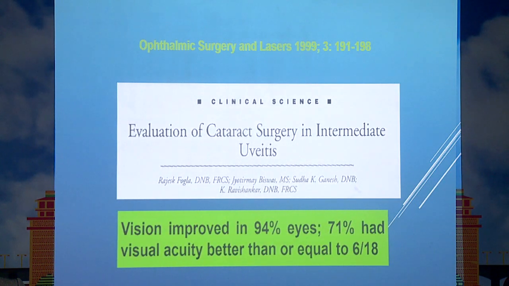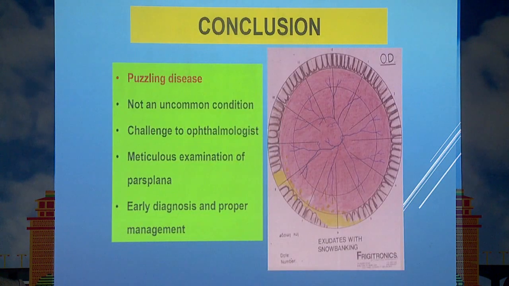The evaluation of cataract surgery in intermediate uveitis has been done by Rajesh Fogla et al., which shows vision improved in 94% of the eyes and 71% had visual acuity better than or equal to 6/18. To conclude, intermediate uveitis is a very puzzling disease. It is not an uncommon condition, and it is a challenge to us, the ophthalmologists. A meticulous examination of the pars plana, early diagnosis and proper management is the aim of this study.